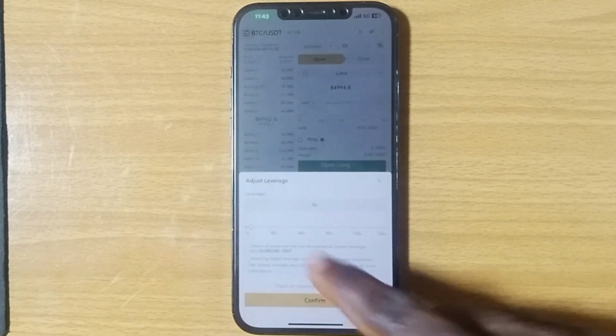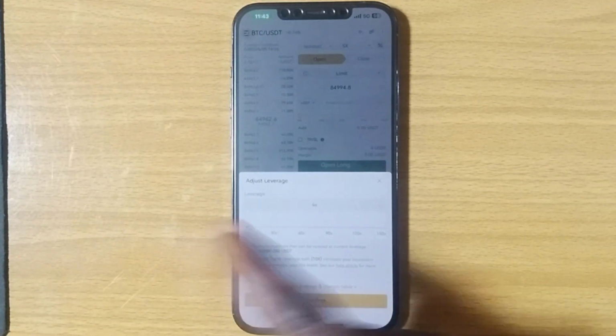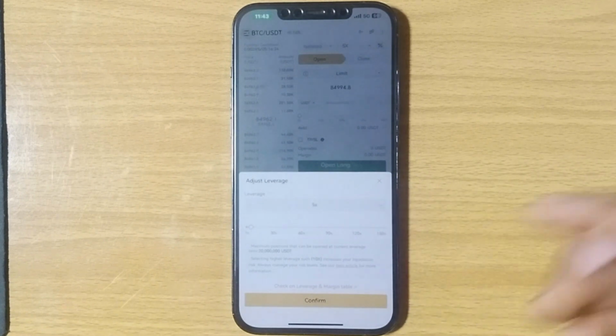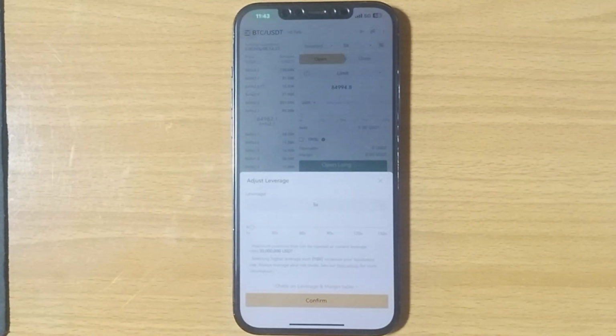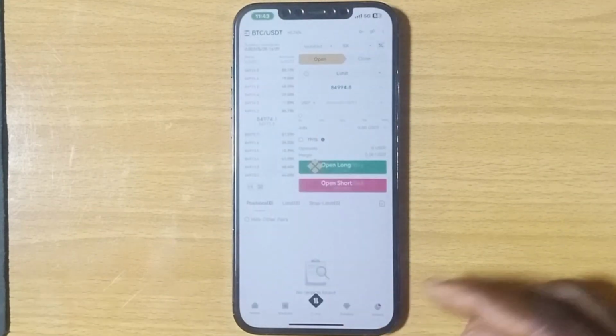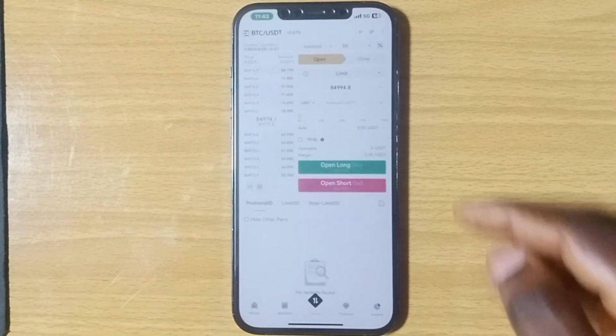You can tap on the minus button here to decrease the value and the plus button to increase the value of the leverage. Now you may think, what does 5x mean? For example, you are trading with 100 USDT and you pick 5x, it means you will be trading on 500 USDT. That's simple and easy.